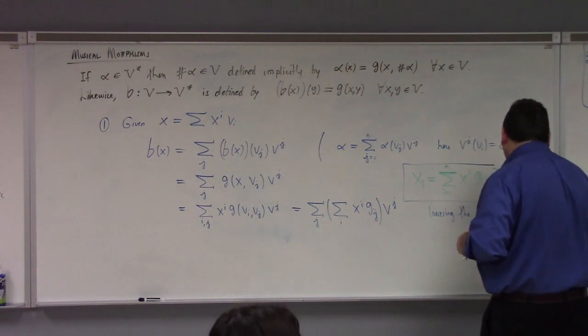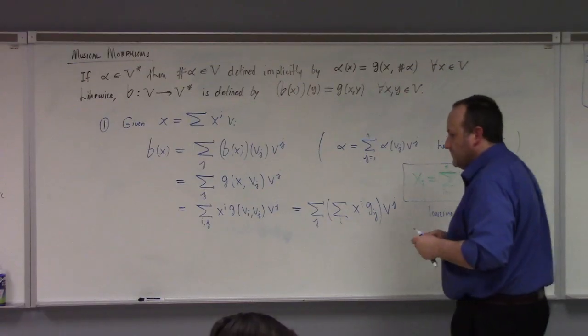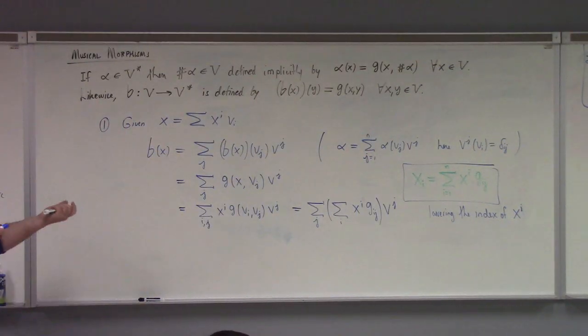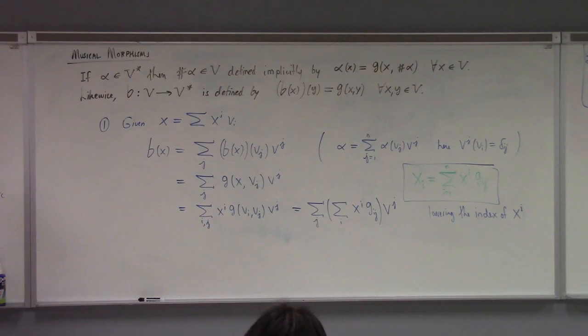Well, you could say just x. I mean, fine, x of i. And that's the reason for this horrible pun. This is why it's called the flat map. We're lowering the note. See it? Hilarious, right? Okay.